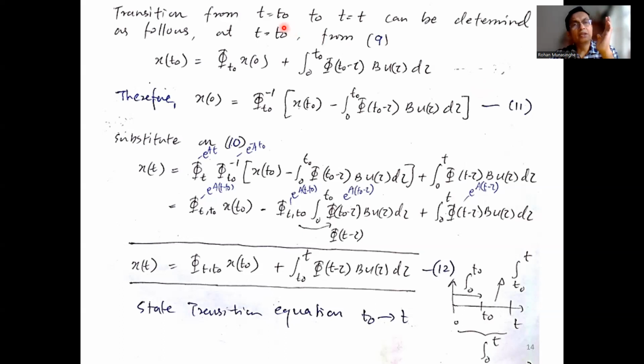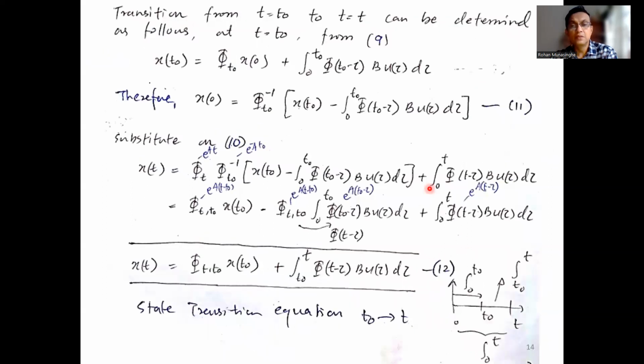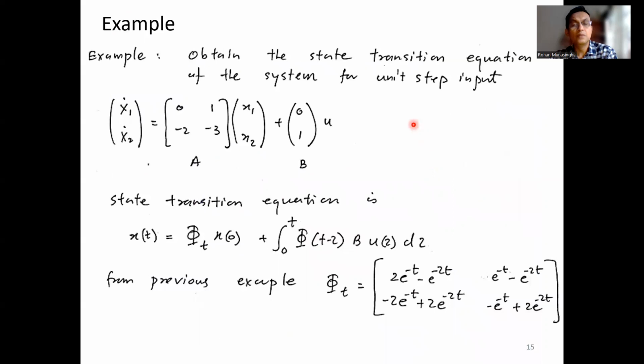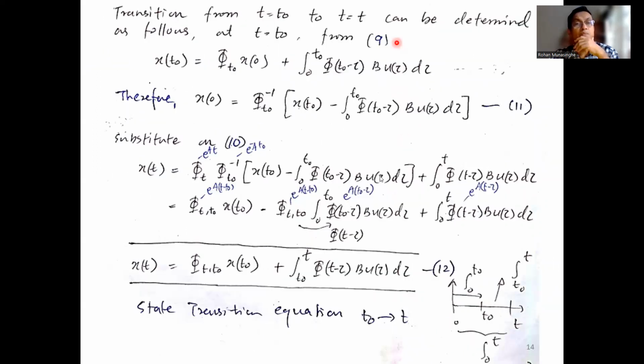Now, if we first take the transition from t0 to t, from equation number 9, I think that's this one, right? You get equation number 9, state transition, even 10. Sorry about that. So you can write down this equation, let's say equation number 10 directly.